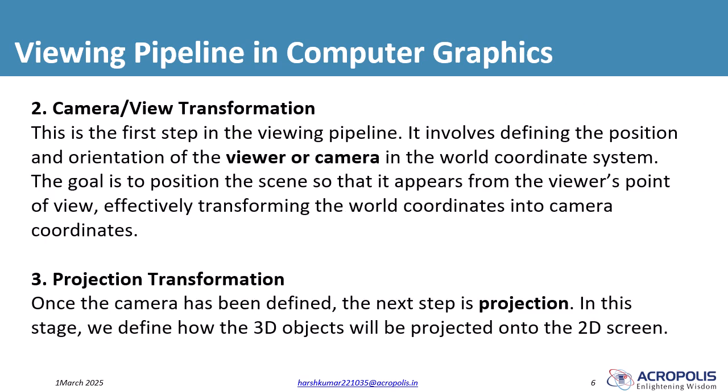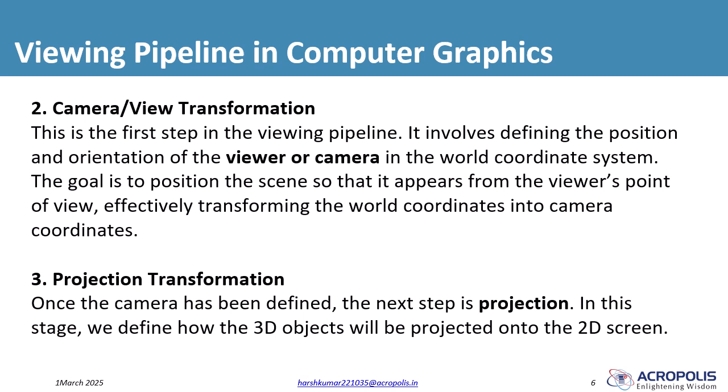The second one is the camera or view transformation. This is the first step in the viewing pipeline. It involves defining the position and orientation of the viewer or camera in the world coordinate system. The goal is to position the scene so that it appears from the viewer's point of view, effectively transforming the world coordinates into camera coordinates.